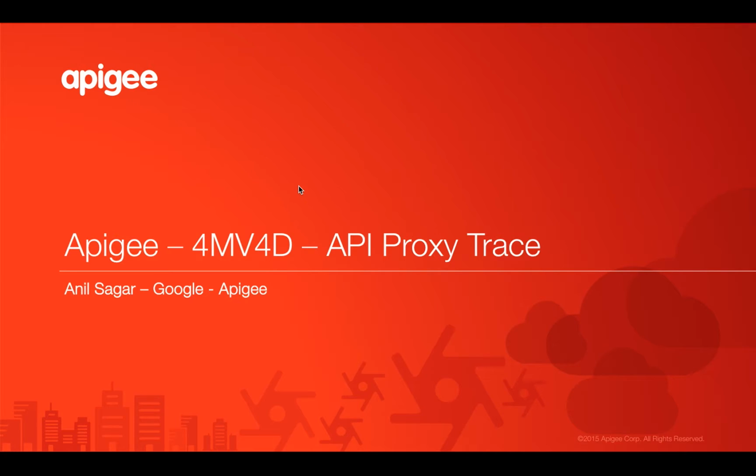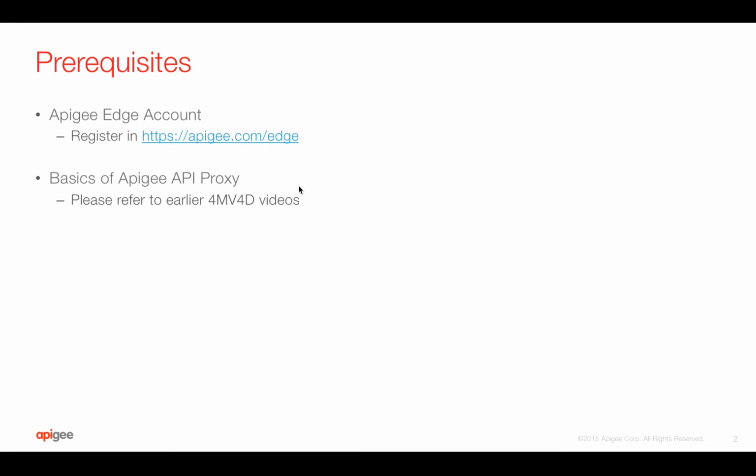In this video, we're going to talk about API Proxy Trace and see how it works. Prerequisites for this video, you need an Apigee Edge account. You can register at apigee.com/edge. You also need a basic understanding of Apigee API Proxy. For that, you can refer to earlier 4-Minute Videos.